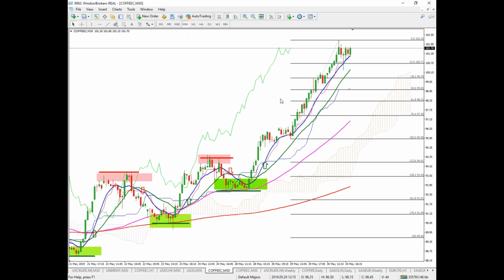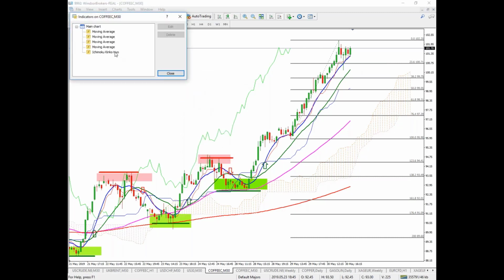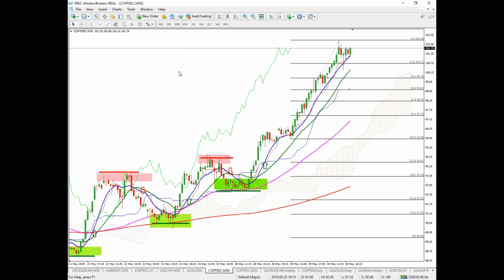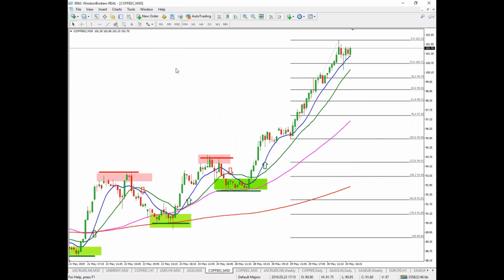So this is the 30 minutes cloud. The cloud is ascending, it's supporting. The red line, Tenkan Sen, is also ascending. The blue line, Kijun Sen, is ascending. So we have several factors that support our idea that the market may extend higher. So we are looking for further upside according to our support levels.